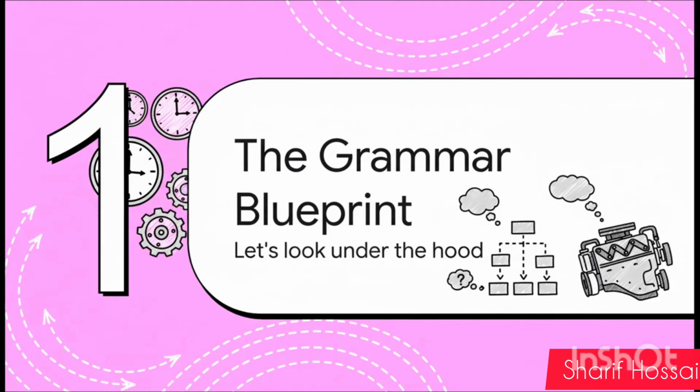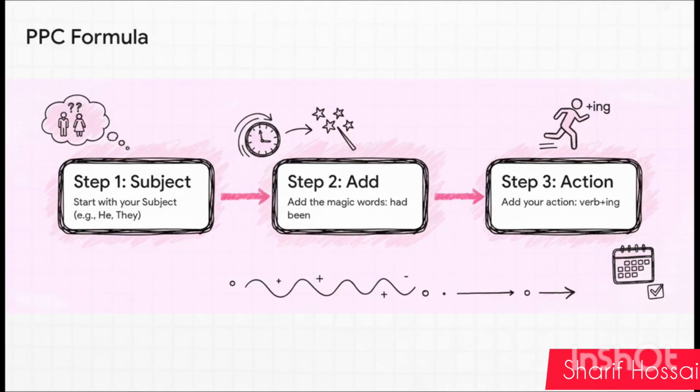All right, so to really get it, we need to start with the blueprint. The basic structure. So let's pop the hood and take a look at the simple engine that makes this whole thing run. And you'll be surprised at how simple this is. It's literally just three parts. First, you start with your subject. He, they, I. Then you add the magic words, had been.